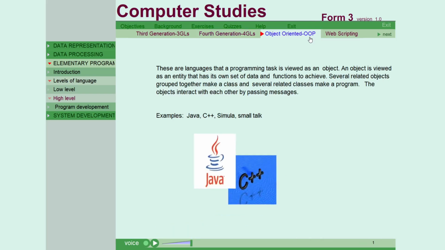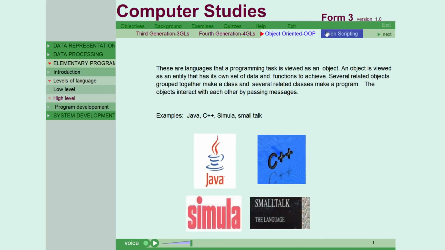Object-oriented programming languages. These are languages in which a programming task is viewed as an object. An object is viewed as an entity that has its own set of data and functions to achieve. Several related objects grouped together make a class, and several related classes make a program. The objects interact with each other by passing messages. Examples: Java, C++, Simula, and Smalltalk.